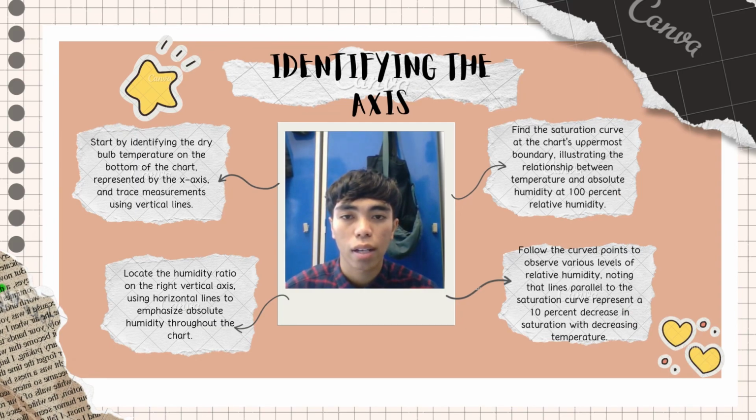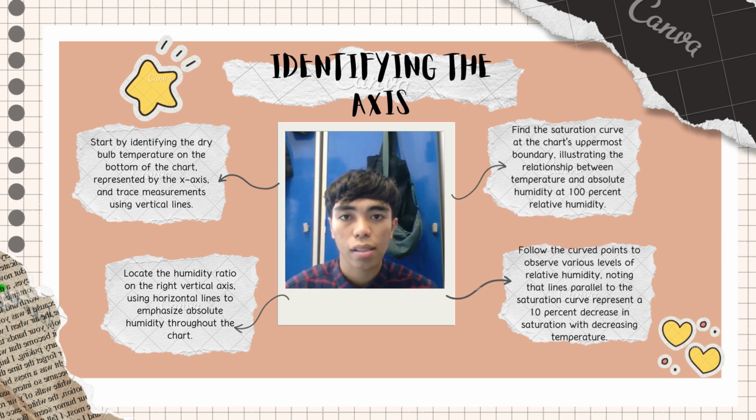Today I will guide you on understanding a humidity chart. Firstly, let's start by identifying the axis. Examine the bottom of the chart to locate the dry bulb temperature, represented by the horizontal or x-axis. This axis denotes temperature readings in Kelvin or Celsius.